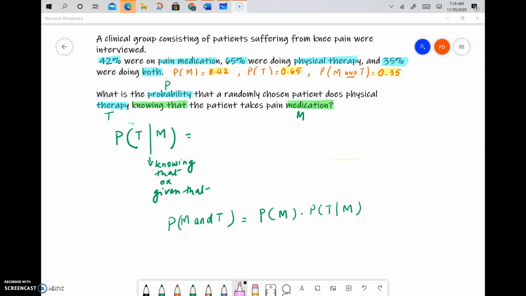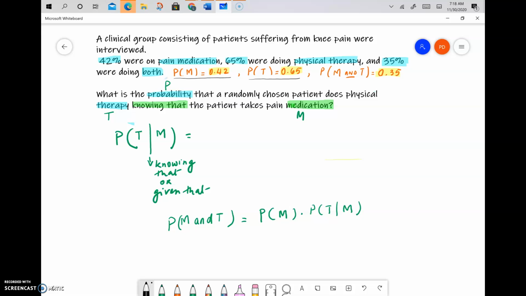A clinical group consisting of patients suffering from knee pain were interviewed. 42% were on pain medication. So we have P of M is 0.42. 65% were doing physical therapy. P of T equals 0.65, T for therapy. 35% were doing both. So we have P of M and T, which is both physical therapy and medication, is 0.35.